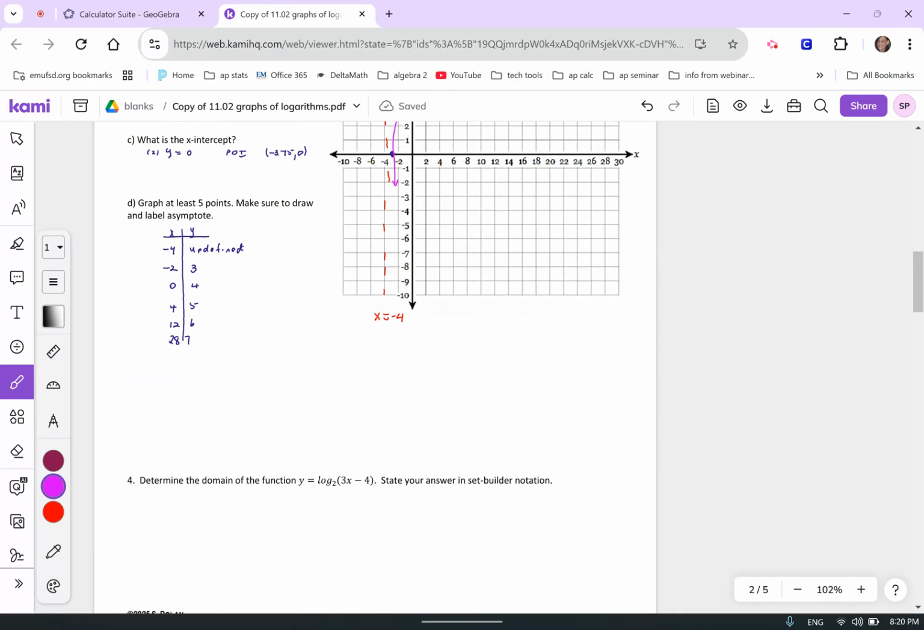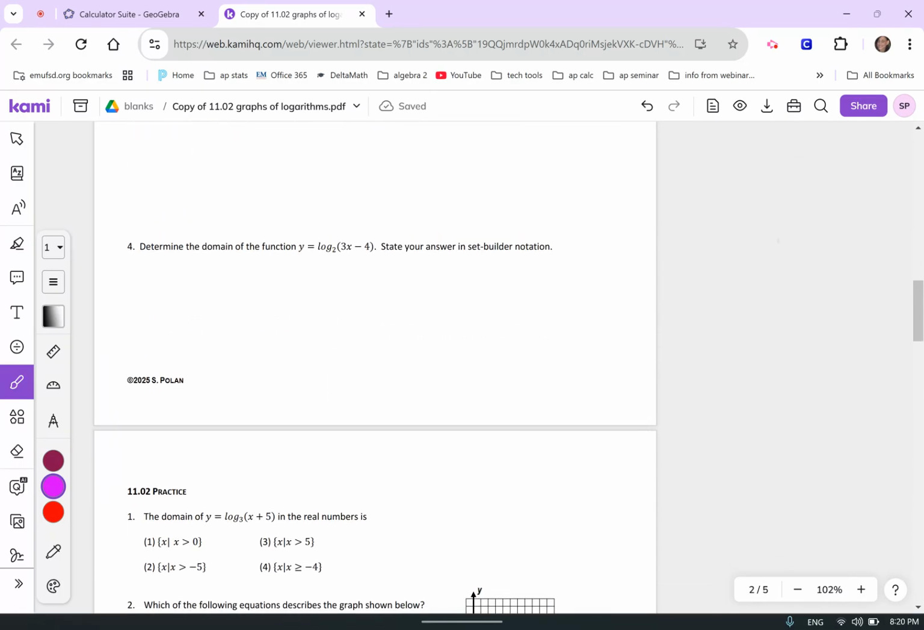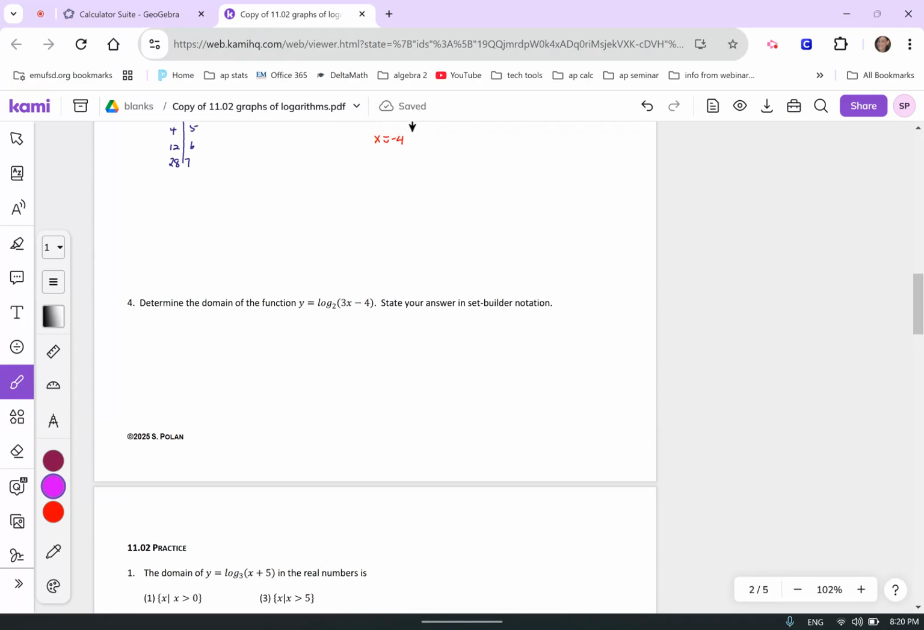Okay. Just a couple of other problems. The last problem that we're going to go over in this video is example 4. Determine the domain of the function y equals log base 2 of 3x minus 4 and state your answer in set builder notation.